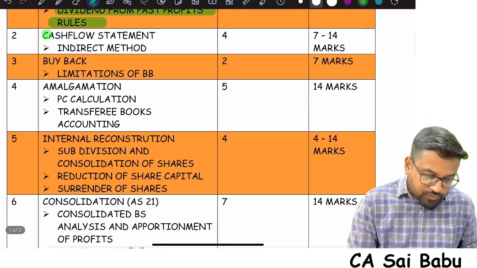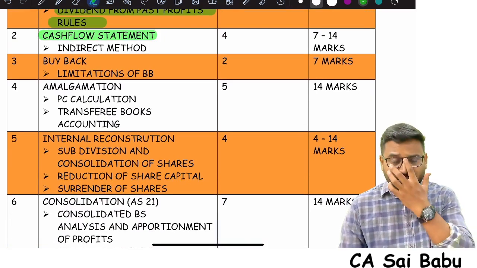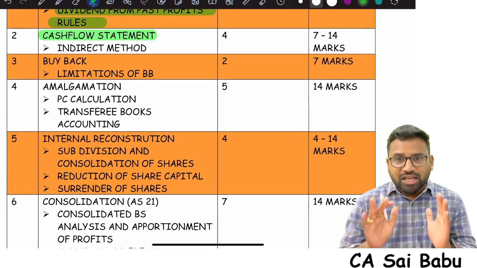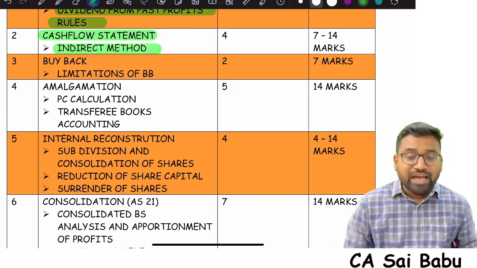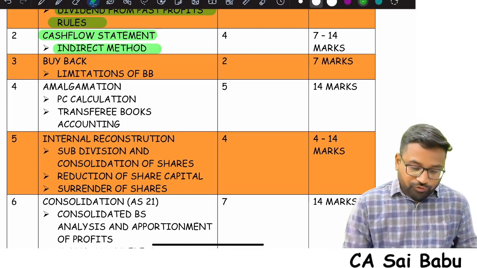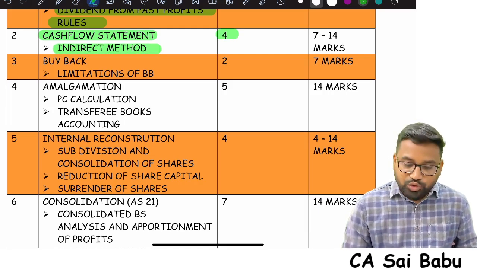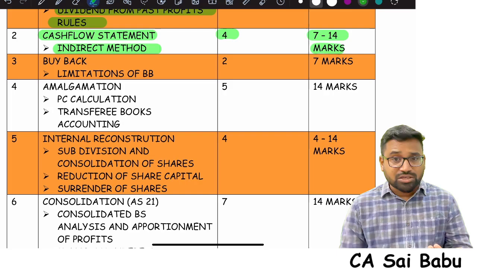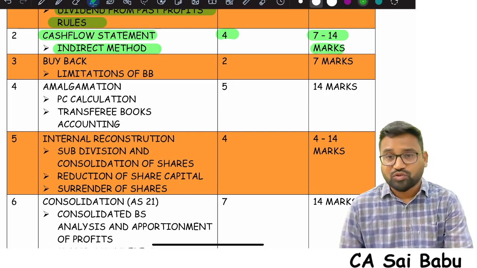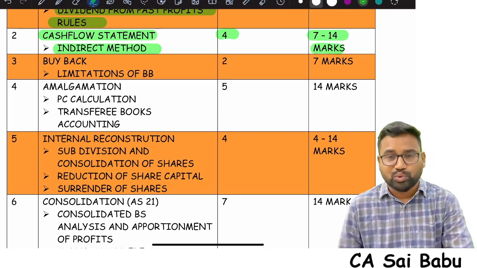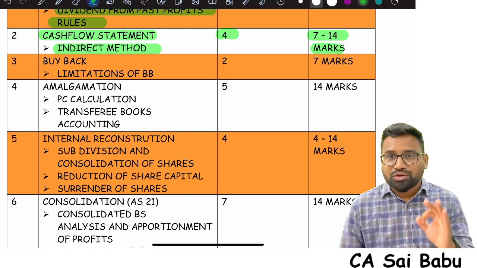Next, coming to cash flow statement, including accounting standard 3. In cash flow statement, you need to focus on the indirect method. 4 hours is what we require. And usually a 7 marks to 14 marks question is a possibility from cash flow statement. Every attempt they are going to ask one question. Indirect method is what you need to look after.